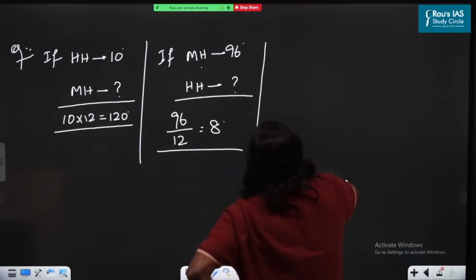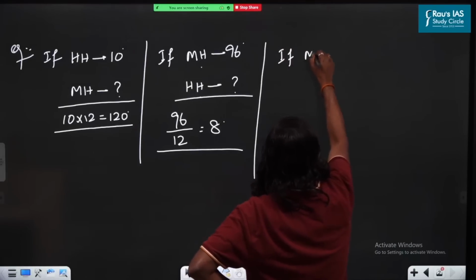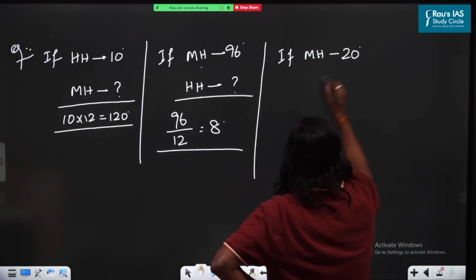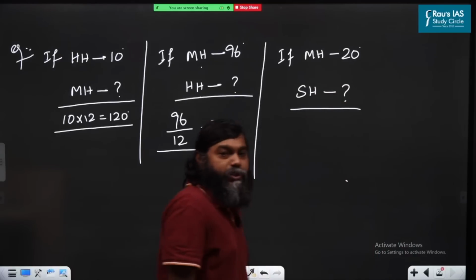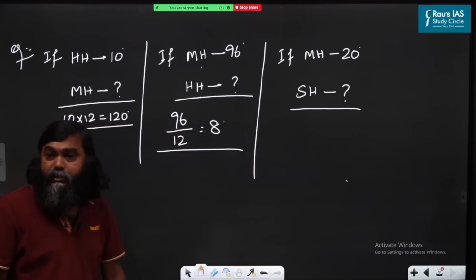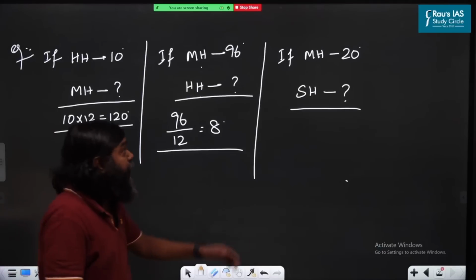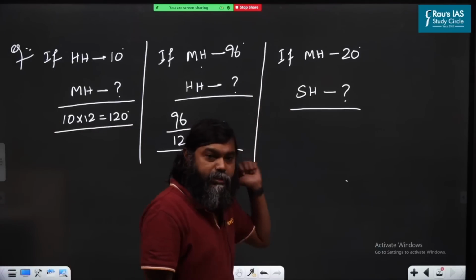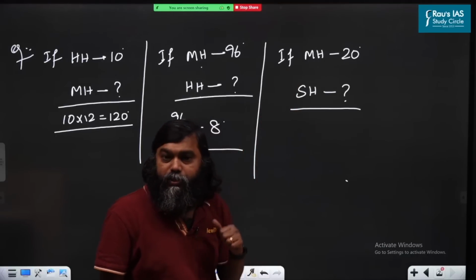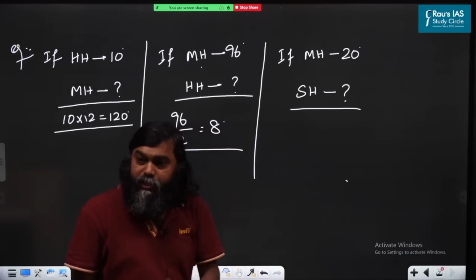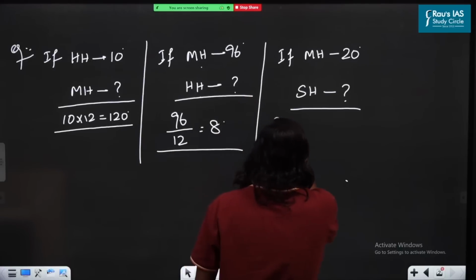Next, if minute hand traveled 20 degrees, in the same time second hand traveled how many degrees? What is the relationship between minute hand and second hand? 60 times. Compared to minute hand, second hand is faster or slower? That means multiply by 60. So 20 into 60, how much will you get?